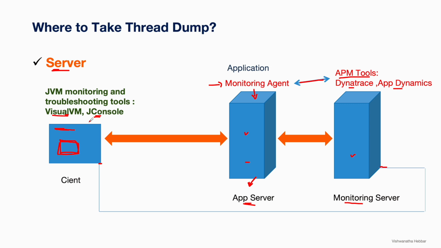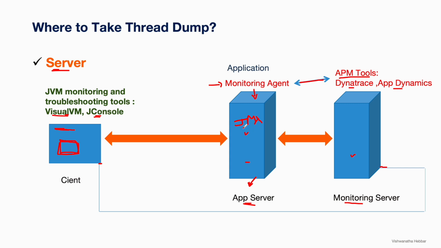So we have understood you can take a thread dump by logging into the server. You can also take a thread dump remotely using these tools, using these JVM tools, or you can use these application performance monitoring tools. One more thing to remember here is to enable these tools to communicate with the server. Here you need to enable the JMX port. These tools remotely connect to this server using JMX, that is Java Management Extension. You need to enable those ports on this server so that these tools can connect here.